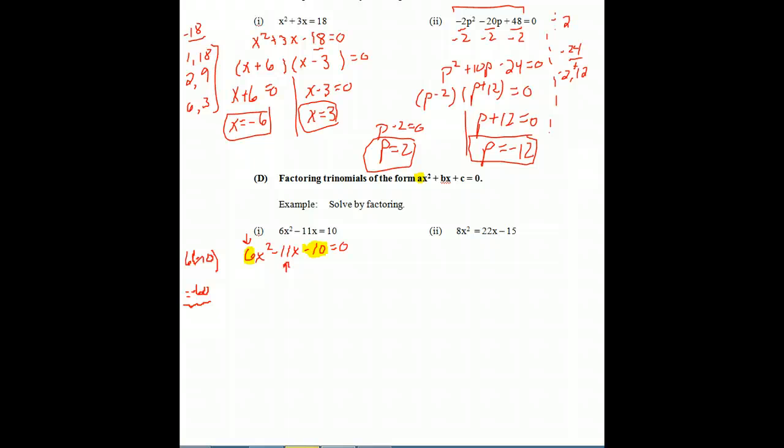So what are 2 factors of the number we multiplied that add to give us our middle number? So our 2 factors of negative 60 add to give us negative 11. 15 and 4. So if you had a negative 15 and a positive 4, they would multiply to give you the negative 60. And remember, you get the negative 60 by multiplying your first number and the last. And they would add to give you your middle number.